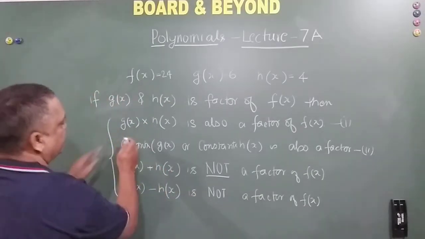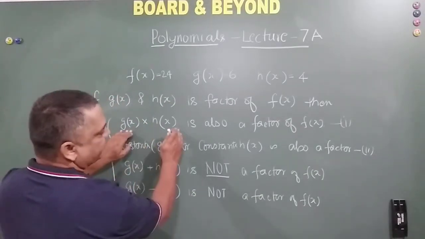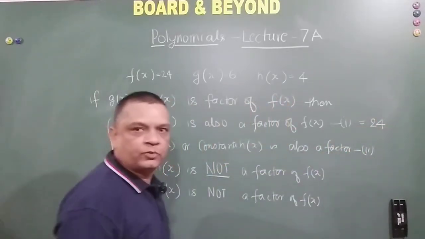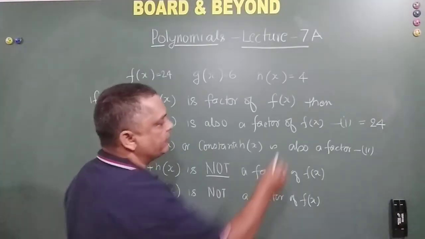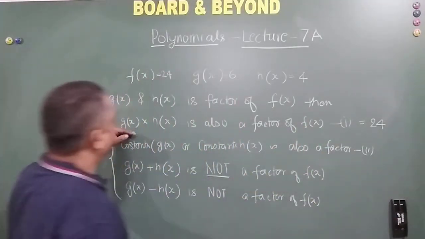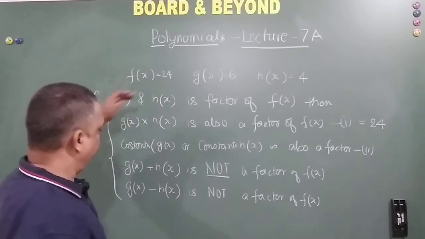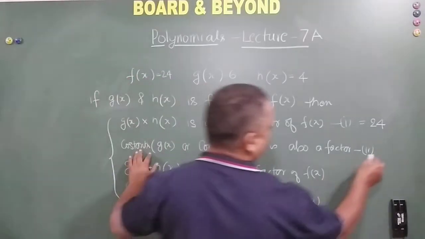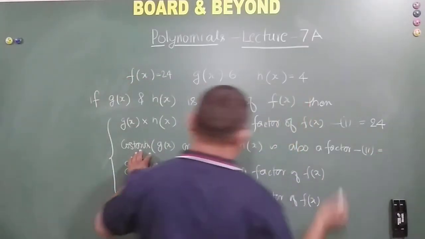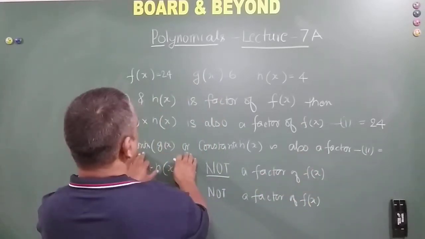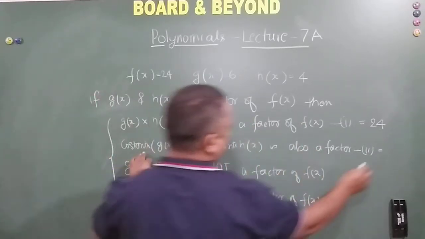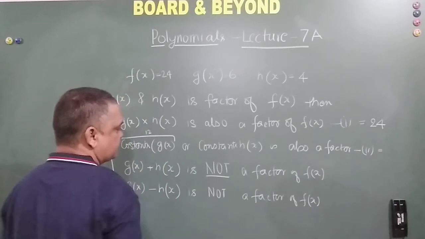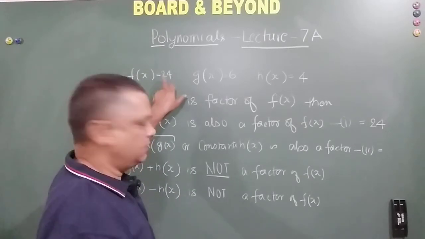Now just go here. So g of x into h of x, how much does it yield to? This yields to 24. I hope it is visible on the board. So 24. Now we can say g of x into h of x is a factor of f of x. Now let's say some constant into g of x. Let us say the constant is 2. So 2 into 6, that is 12. So this term is coming up to 12, taking 2 as constant. 12 is again divisible.